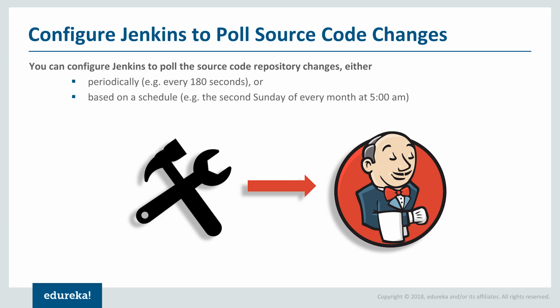So what happens, you are basically telling Jenkins to poll the source code repository changes, and you have different ways of doing it. So you can tell Jenkins to check the source code management repository, or the repository which you have mentioned as your source, let's say every 180 seconds, or you can tell it to poll based on a schedule. So every second Saturday or every Friday or every Sunday, every single day at a specific time. So this is something which you can define in a very flexible manner to work with your source code changes. Once you do that, it will actually make your Jenkins server even smarter.